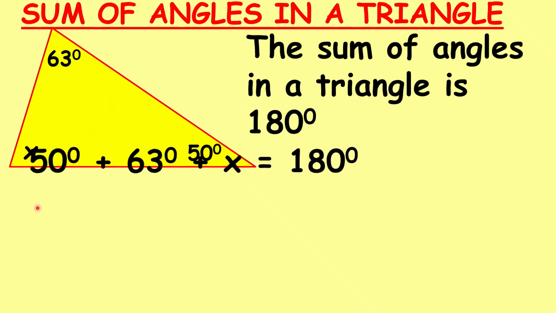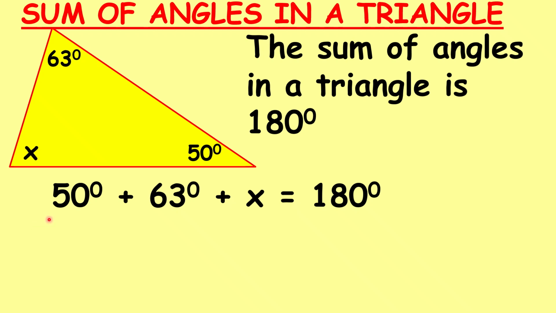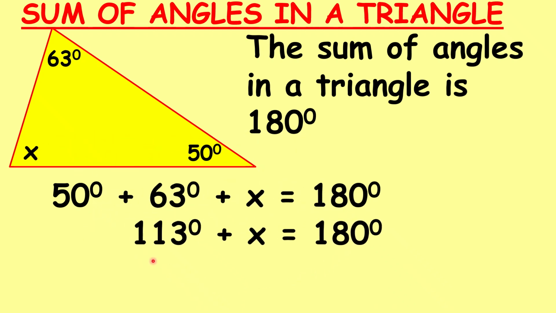So in this particular scenario, what we are saying is that 50 degrees plus 63 degrees plus x is equal to 180 degrees. That is, the sum of all the angles within the triangle should give us 180 degrees. So if we simplify this, 50 degrees plus 63 degrees, we have 113 degrees plus x is equal to 180 degrees.